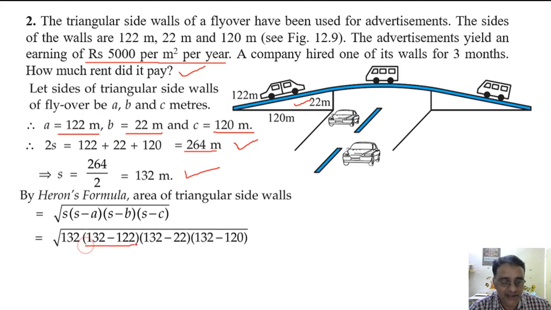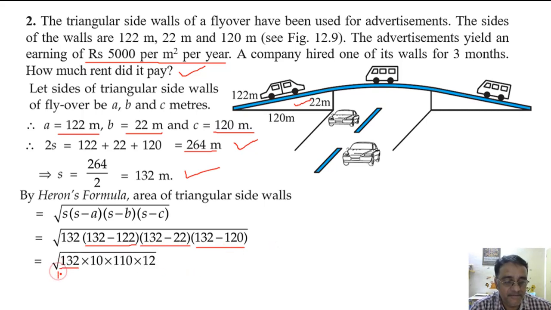Now what is 132 minus 122? 10. Here 132 minus 22. 110. Okay. Here 132 minus 120. 12 only. Okay, fine. So now this is 12 into 10, and this is 10 into 11. Sorry, this is 12 into 11.